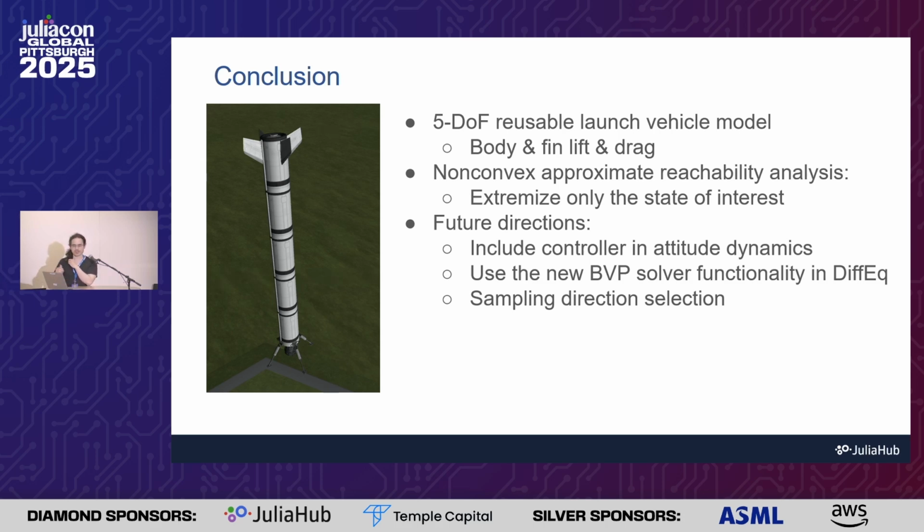Some future directions that we're interested in are moving to a more realistic attitude control model where we actually have a nonlinear attitude controller. We're investigating an NDI approach to slow down the attitude dynamics in a physically realizable way, using some of the new boundary value problem infrastructure in DifferentialEquations.jl, as well as doing higher level sampling direction selection. Okay, thank you very much.